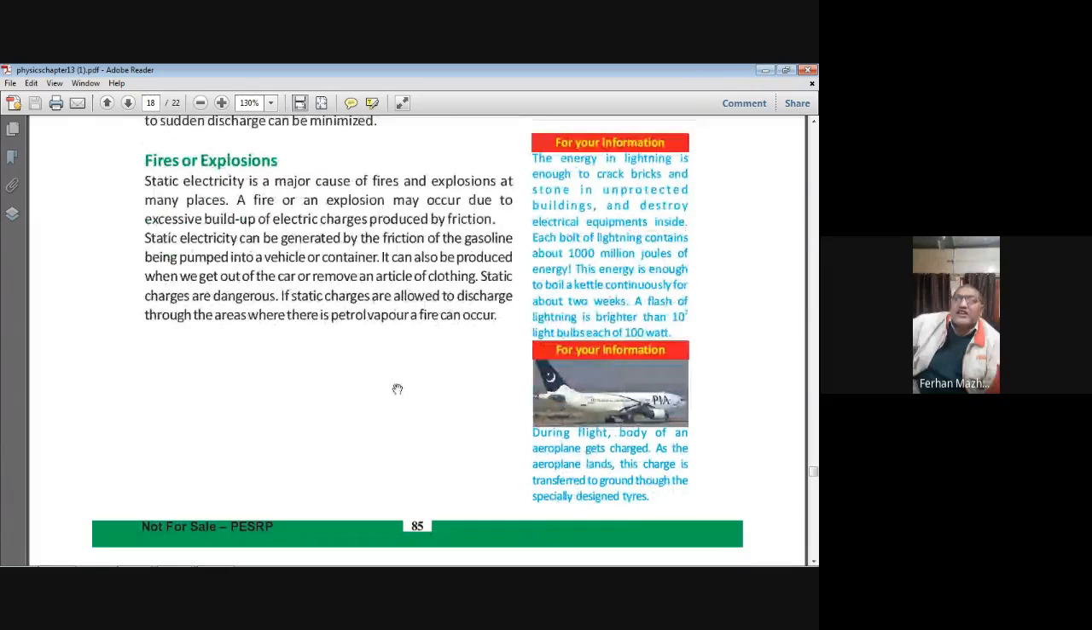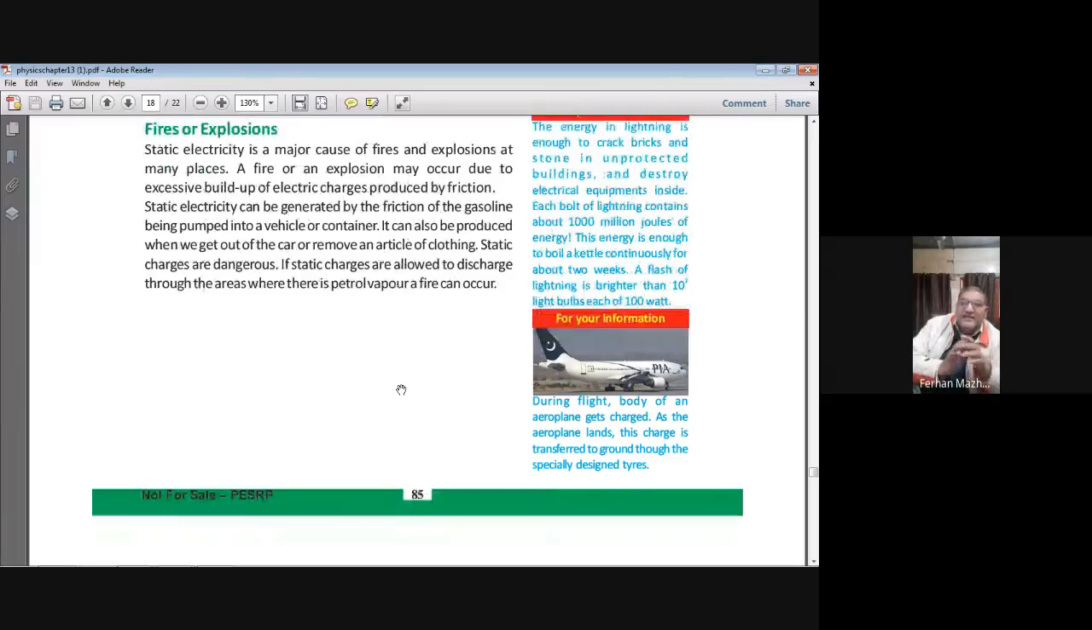This is for your information. The energy in the lightning is enough to crack bricks and stone in unprotected buildings and destroy electrical equipment inside. Each bolt of lightning contains about 1,000 million joules of energy. This energy is enough to boil a kettle continuously for about 2 weeks. A flash of lightning is brighter than 10 to the power 7 light bulbs, each of 100 watts. During flight, the body of an aeroplane gets charged as the aeroplane lands. This charge is transferred to the ground through the specially designed tires.